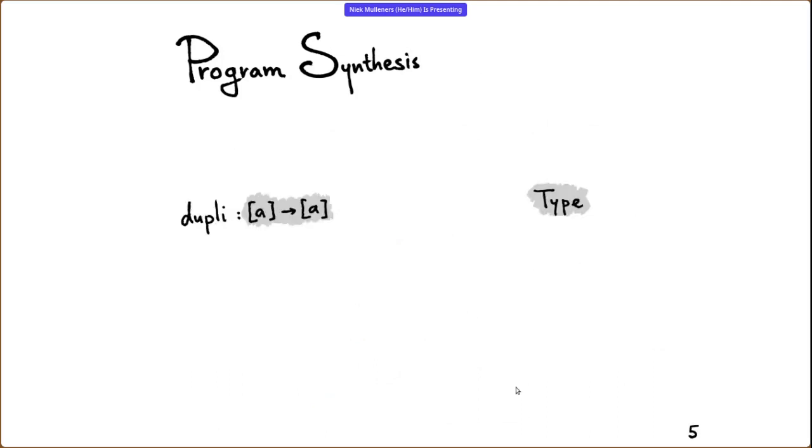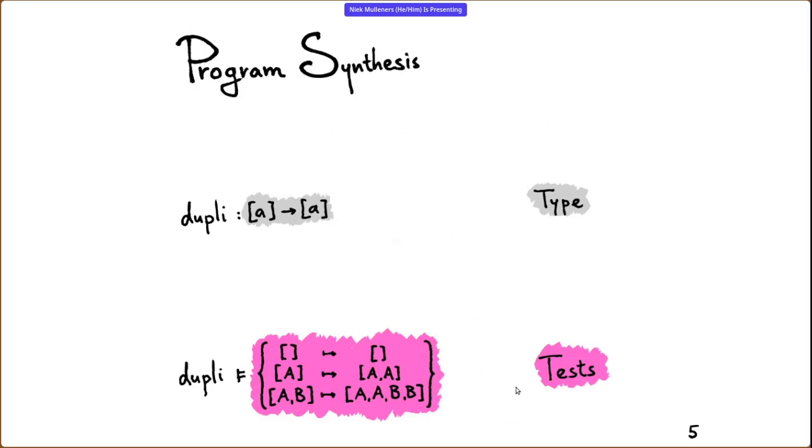So to give an overview of Scribe, we take a type, which we hope the programmer would already provide anyways by type-driven development. And then we have some tests, and similarly, test-driven development says that you should already have some tests available.